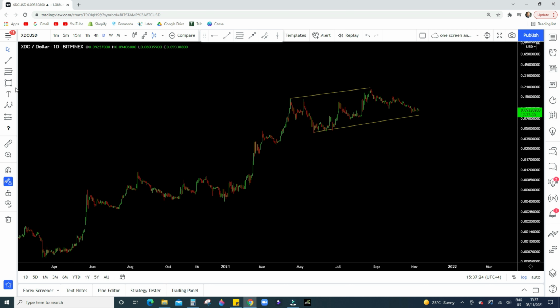Now you can notice a lot of similarities between each one of the pieces of this structure. So this was the initial impulse where we had an impulse up and then a correction and then another impulse. Similarly, in the second impulse we had the same thing. We had an impulse up and then a small correction and then another impulse up.